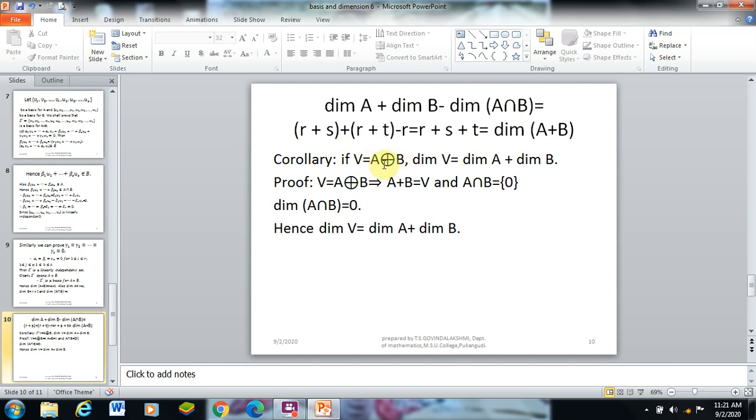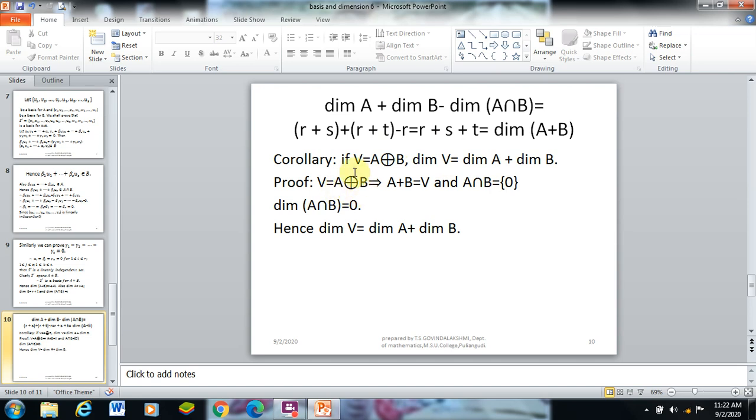Next we have to see the corollary. If V equals A direct sum B, that is the direct sum of A and B, then the dimension of V equals the dimension of A plus the dimension of B. We have to show this. Let us see the proof.